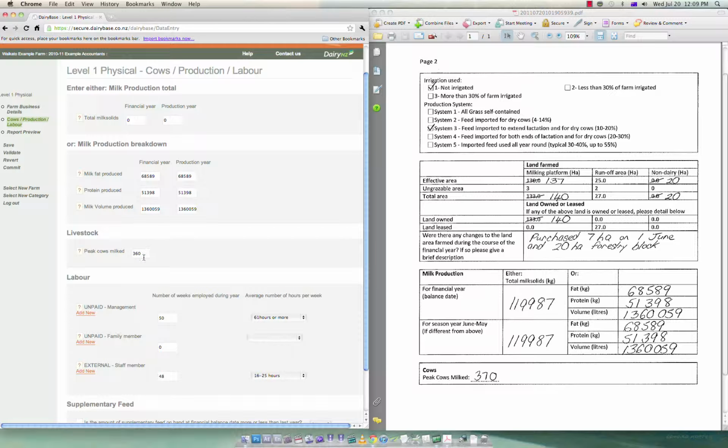Okay, and then peak cows milked. In this case, the farmer advised us he had 370 cows. You can see that previous seasons he had 360, so we just amend that amount of cows. It should be their peak cows milked over a 10-day period in the season. If they've purchased significant stock during the season, we would use an average number.